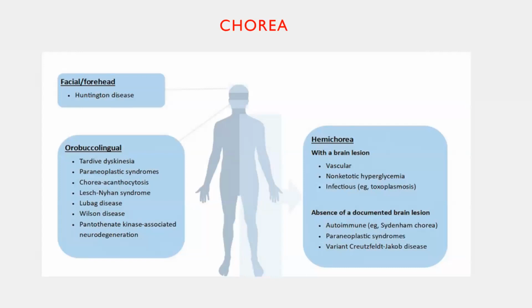So depending on the distribution of chorea, we can make out a few diagnoses. In Huntington disease, most commonly chorea involves facial muscles and the forehead muscles. Orobuccolingual chorea, most commonly we see drug-induced, paraneoplastic syndrome, chorea acanthocytosis, Lesch-Nyhan syndrome, Wilson's disease. Okay. In hemichorea, most commonly we see basal ganglia strokes, non-ketotic hyperglycemia, infections like toxoplasma, and Sydenham chorea, paraneoplastic syndrome, and CJD variants also. We can see hemiballism, hemichorea. Okay.